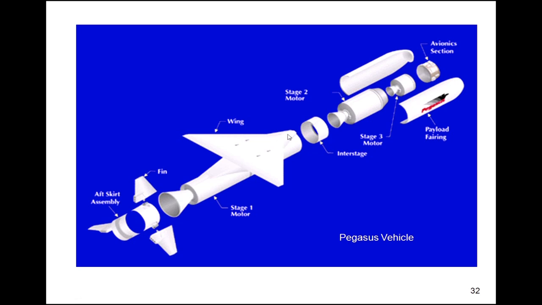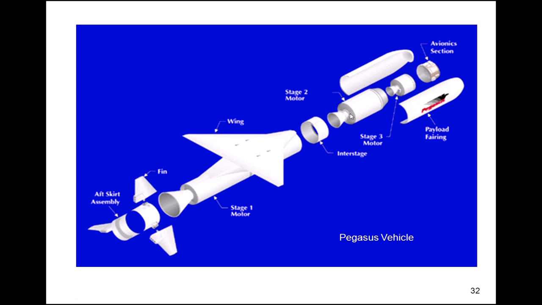Then after first stage burn is over, it burns for about 70 seconds, there's a linear shape charge event to separate first stage from the inner stage. Then there's another linear shape charge event to separate inner stage from second stage.